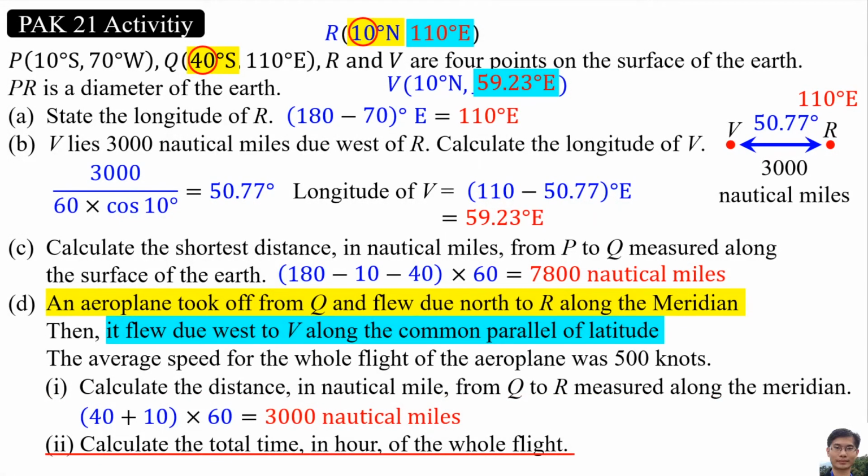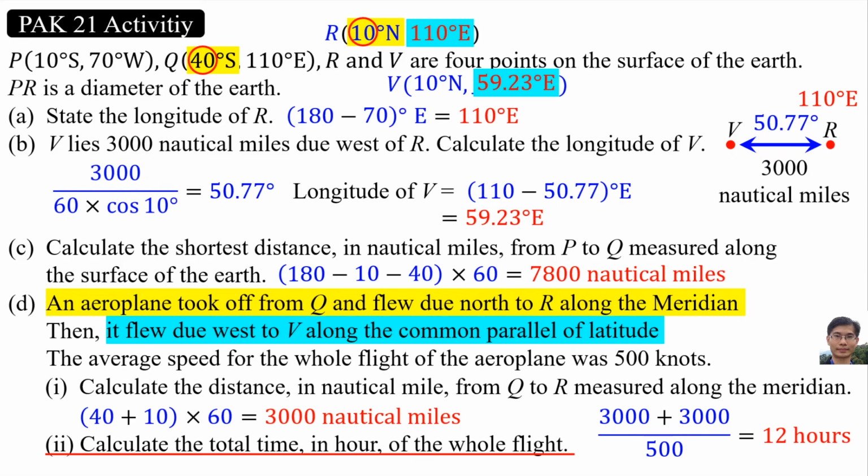Number 2. Calculate the total time in hours of the whole flight. So total time is total distance divided by speed. The total distance means the distance QR and distance RV. Distance QR is 3000 and distance RV is 3000. And the speed is 500 knots. So the answer is 12 hours.